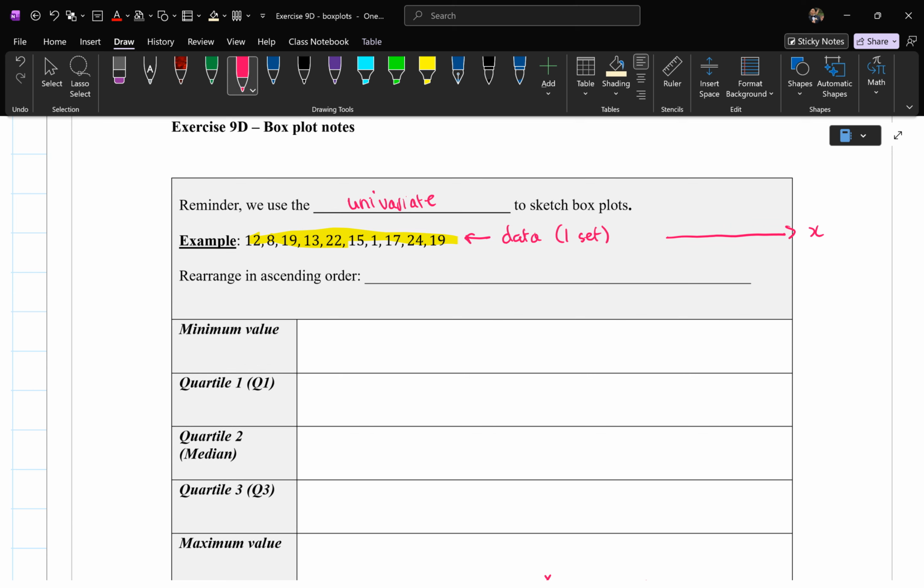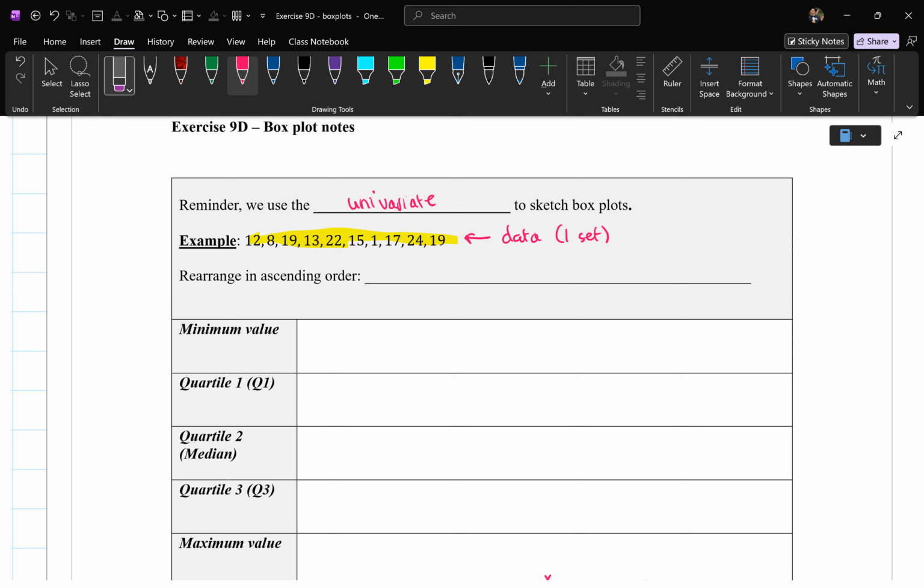Now with this one set of data, there's two graphs that you can use. You can do dot plots. That's a way to measure one data. The more frequently used one is univariate, and that's the one you see on your NAPLAN and all that. So they use the one axis for English, for maths, for whatever it is. It's just one set of data. So univariate means one set of data.